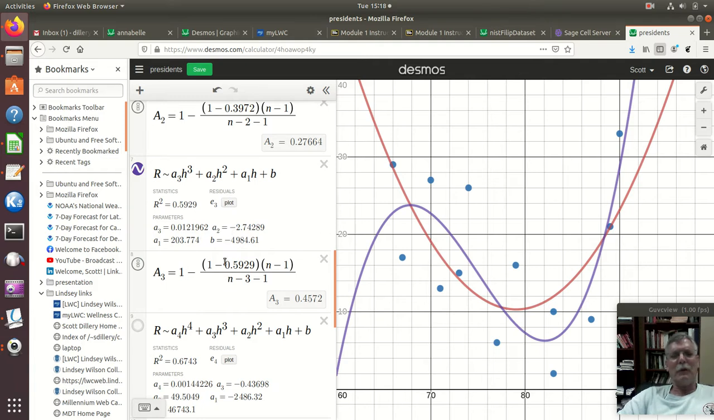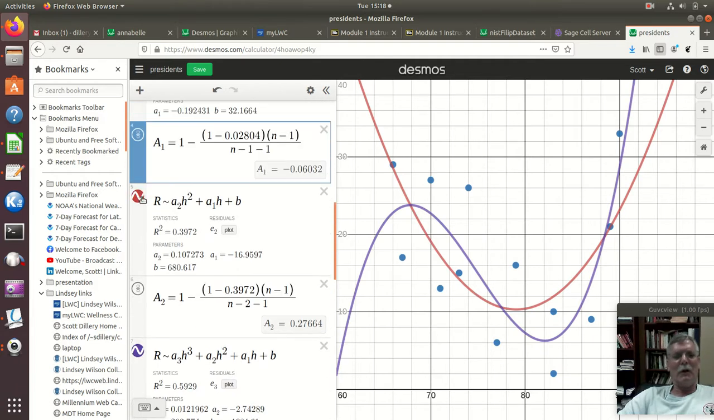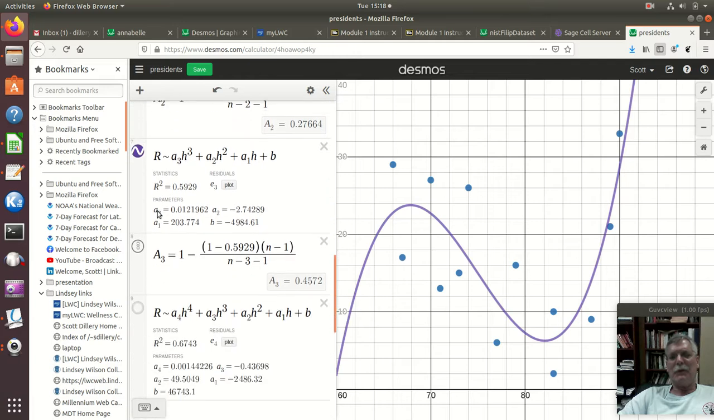And then I do my adjusted R squared. You see I take my 1 minus the R squared, the 0.5929, multiply by the n minus 1, and then divide by n minus 3 minus 1, because I've got now 3 columns. And I look at that and I see I get 0.45. That's better than the 0.27. So that looks good, and I'm going to keep going just to see what happens. But see, that's looking pretty good. So I'm going to get rid of the quadratic, keep the cubic.